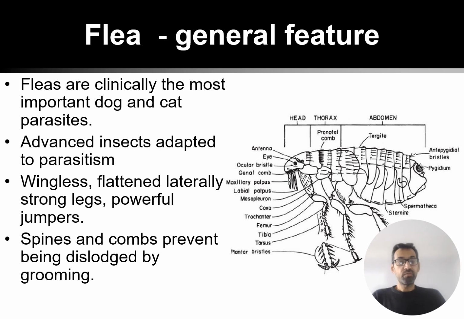General characteristics of fleas. They cause extremely important disease in dogs and cats. This parasite is adapted to parasitism and causes a very severe disease in companion animals. This parasite is wingless, has strong legs and is a powerful jumper, and the spines and the combs prevent it from being dislodged by grooming.